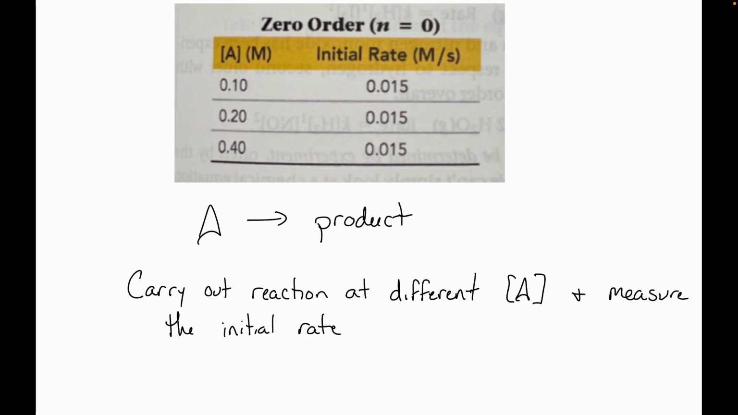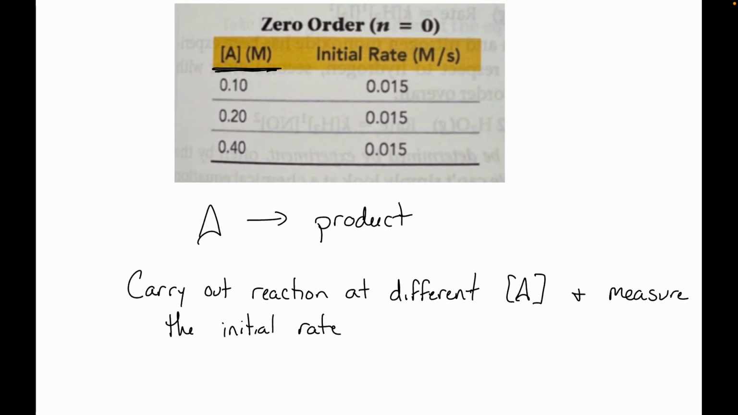So we're going to measure the slope at the very beginning, those very first few time points. And then we're going to carry out the reaction again, but we're going to change the concentration of A. We're going to increase it a little bit. Measure the rate at the very beginning. Change the concentration of A again. Measure the rate at the very beginning. Okay? So that's what this data here is, the initial rate of these reactions carried out at different concentrations of A.